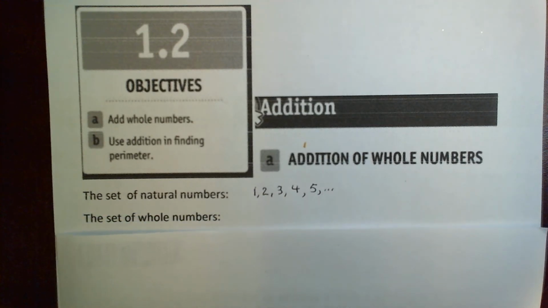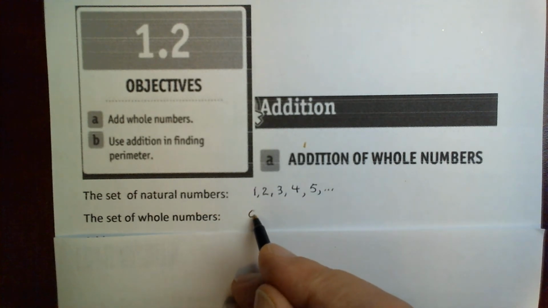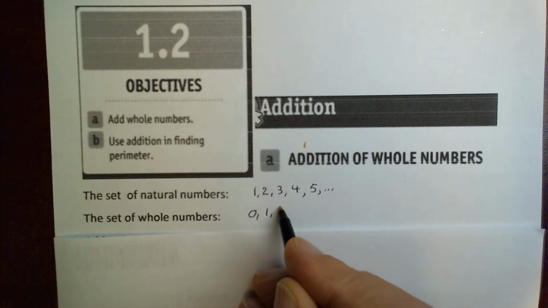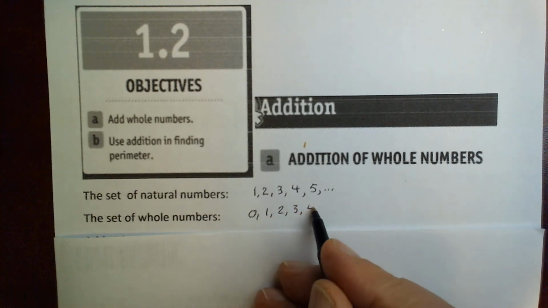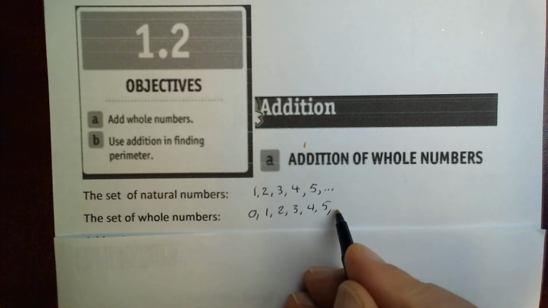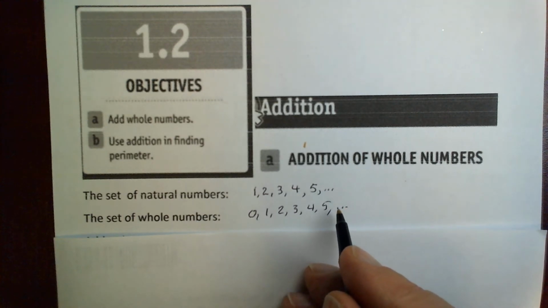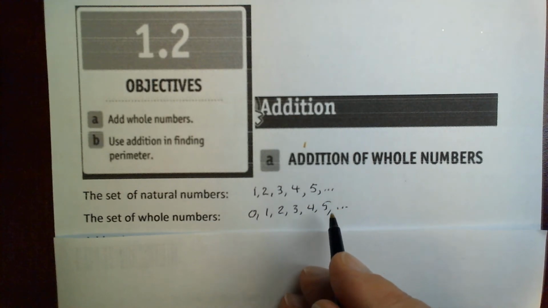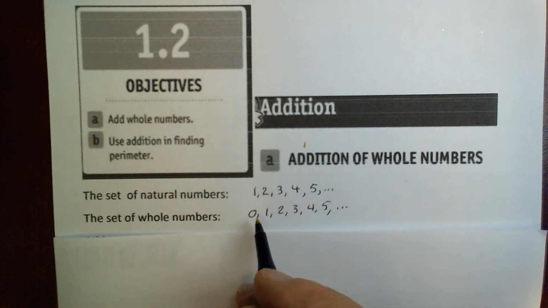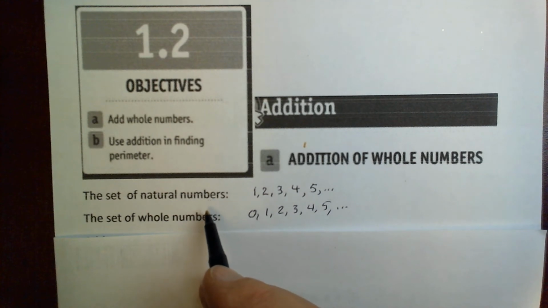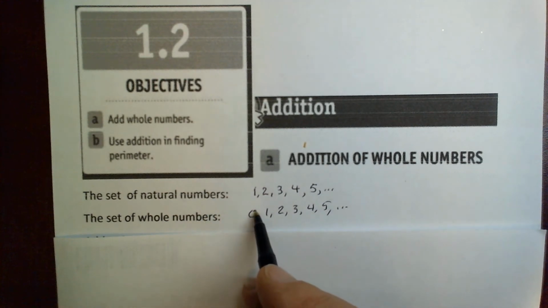The next set that we'll be talking about is the set of whole numbers, and it begins with 0, 1, 2, 3, 4, 5, and it keeps on going with the same pattern. Again, there's no largest whole number, and the smallest whole number is 0. The difference between the set of natural numbers and the set of whole numbers is only one element, and that is 0. Other than that, the two sets are the same, but that's an important distinction.